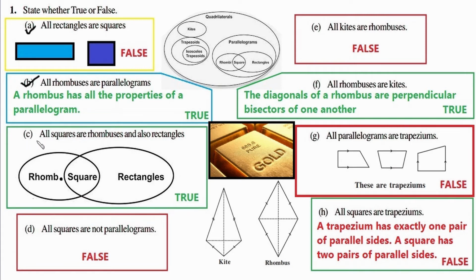Moving on to C part, all squares are rhombuses and also rectangles. So we will first try to know the properties of rhombuses and rectangles. Rhombuses we just discussed. What about rectangles?